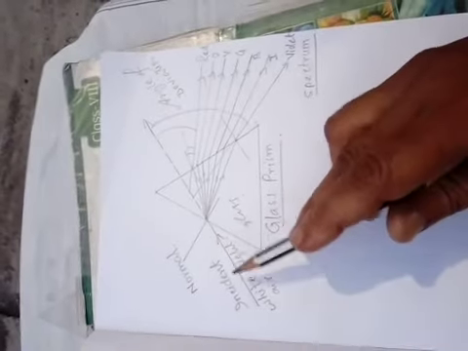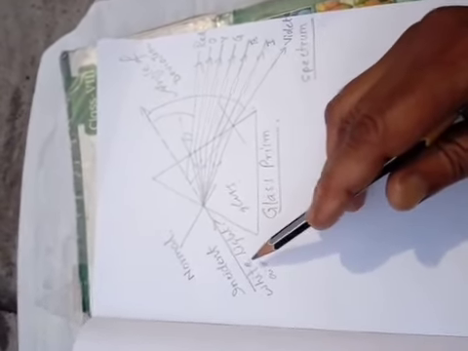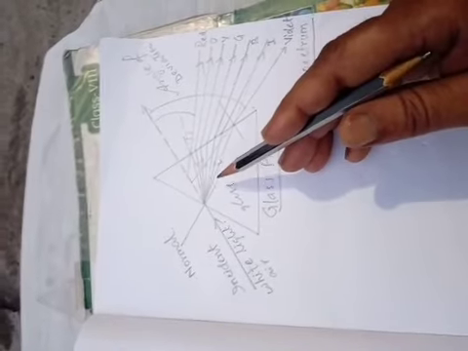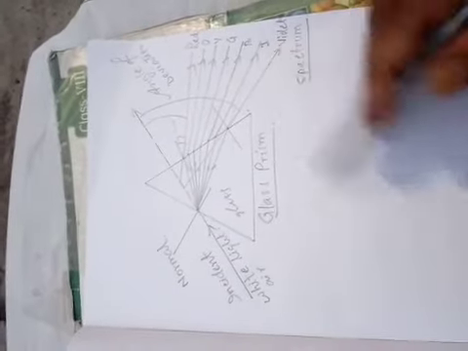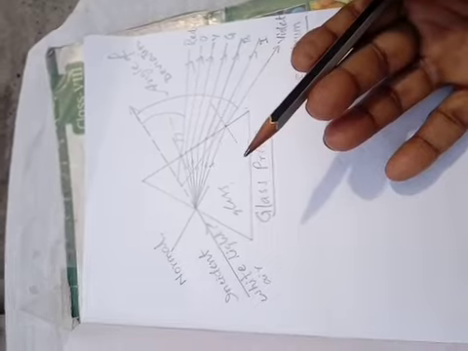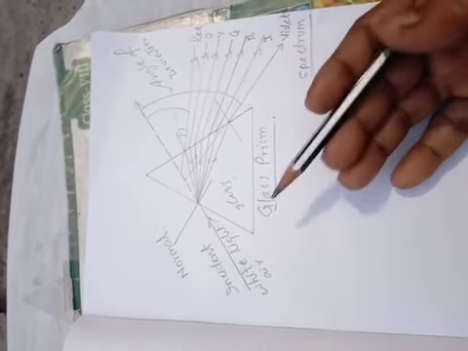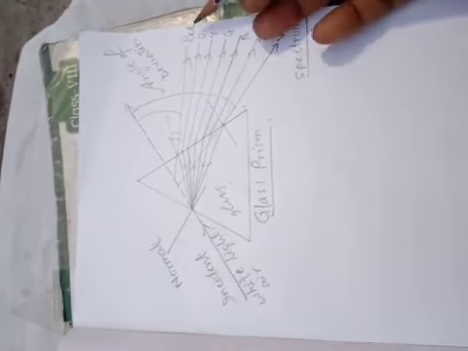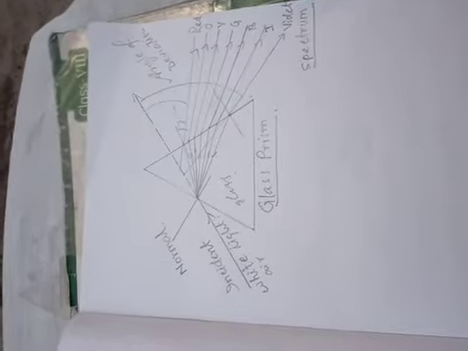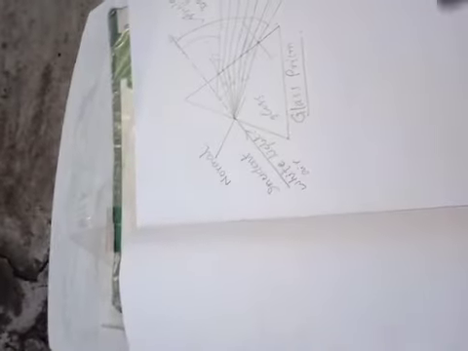So what is dispersion? Dispersion is a phenomenon of splitting up of white light through a glass prism into its constituent colors. The splitting up of white light into its constituent colors due to refraction through a glass prism is called dispersion of light. Okay, so that is about the ray diagrams. Now let us come to the book.